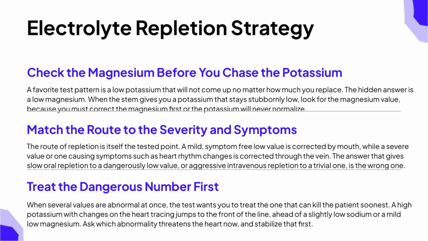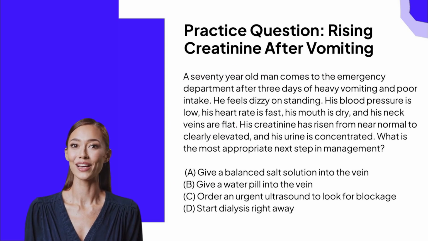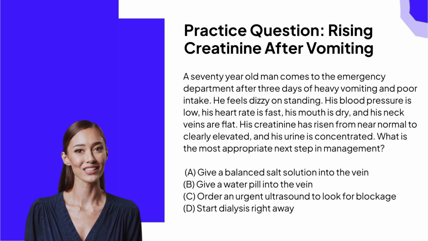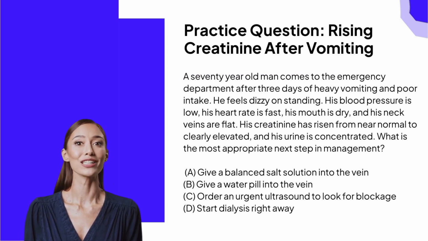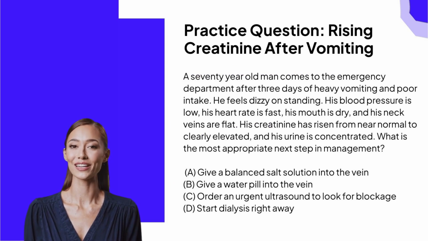A high potassium with changes on the heart tracing goes to the front of the line, ahead of a mildly low sodium or magnesium. Always ask which abnormality threatens the heart right now, and stabilize that one before you tidy up the rest. Let us work through our first practice question, and this one is built to test how you classify kidney injury and choose between fluids and diuresis.